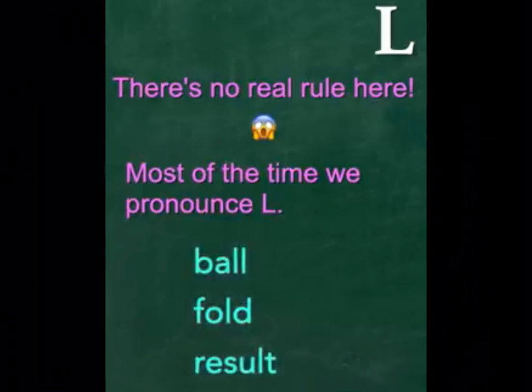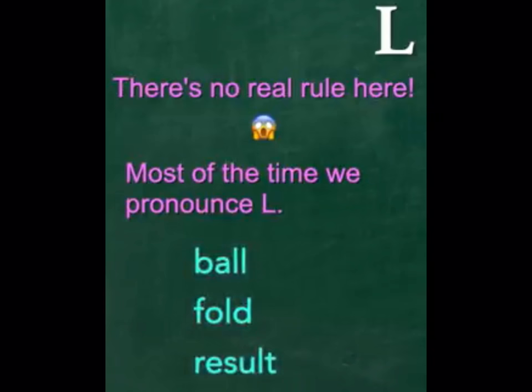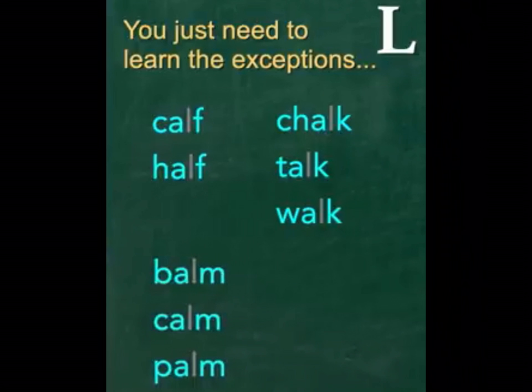Now let's look at the letter L. Unfortunately, there's no rule here. Okay, so most of the time we do pronounce the letter L like in ball, fold, result, or roll, or skull. So most of the time we do pronounce the L. Ball, fold, result, you hear the L. So with L, you just need to know and learn the exceptions, okay? You need to learn these exceptions.